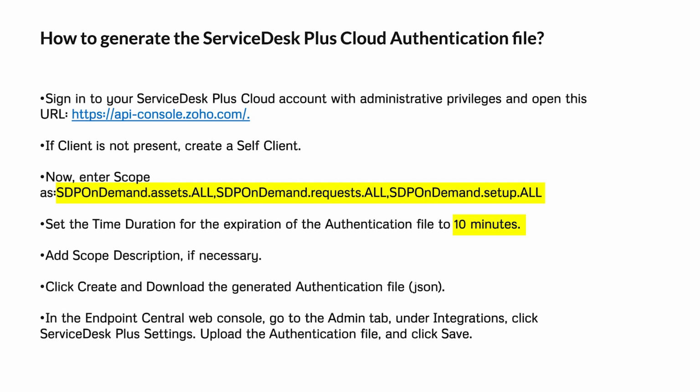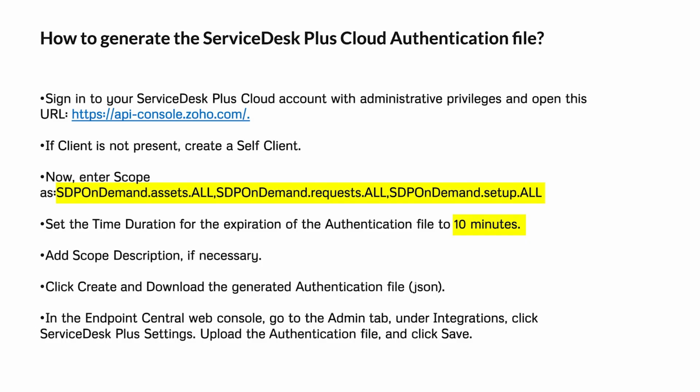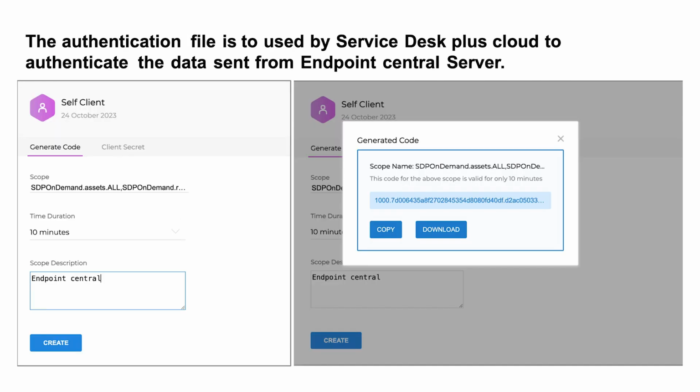So you have to enter this code into the console, and then you have to select the time duration as 10 minutes, and you can provide the description as Endpoint Central or whatever description you want to provide. And then you have to click on create. Once you click on create, it will create a JSON file. So this is the option you will get, and you have to click on download. And once you download the JSON file, you have to upload the JSON file into the console.